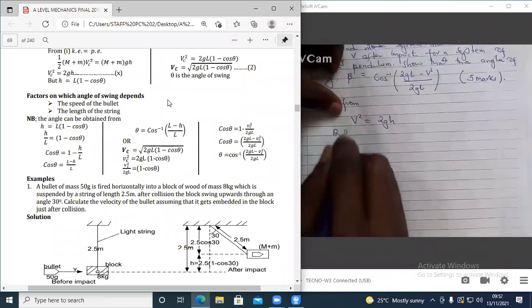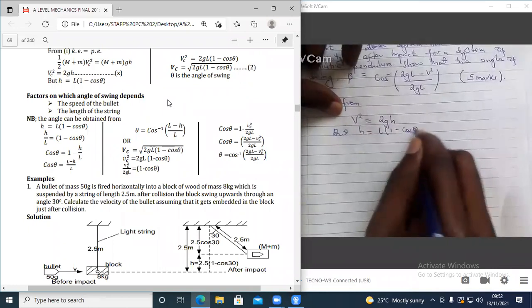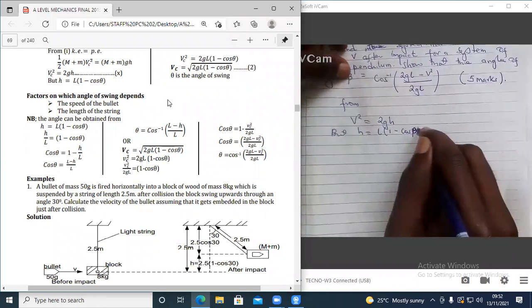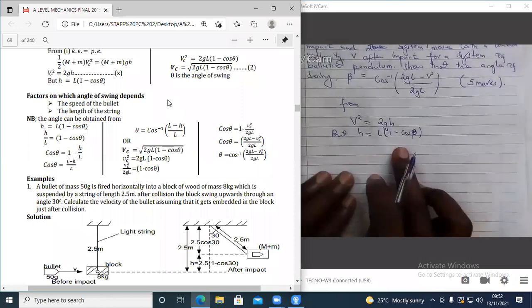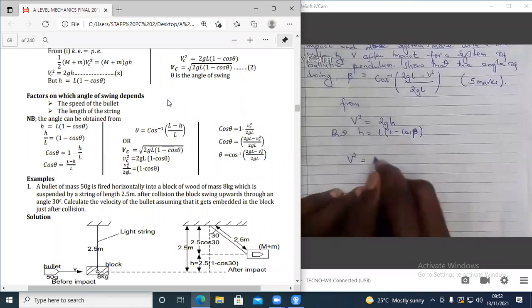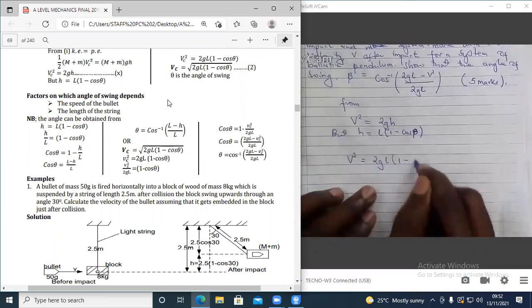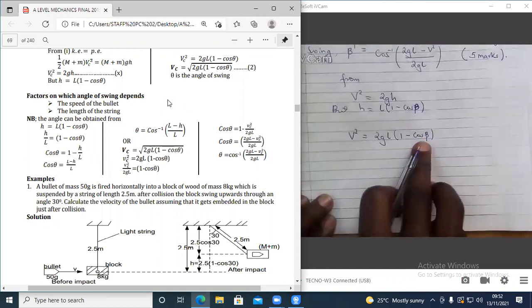But h is equal to L into 1 minus cos theta. Now, because the angle is beta, this one will change to beta. So substitute it back, which means I have v squared equals 2gL into 1 minus cos beta. So it is just a matter of making cos beta the subject from here.